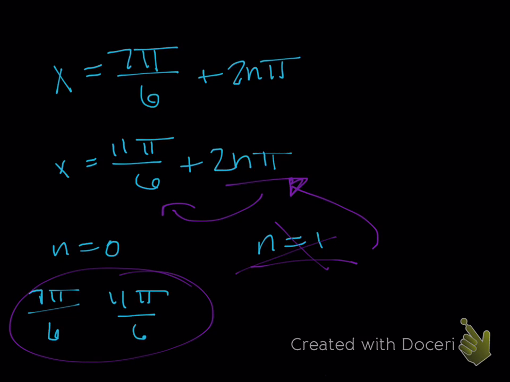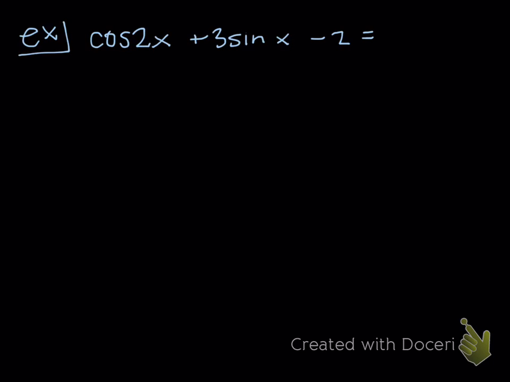So one more example for today. This problem is cosine of 2x plus 3 sine of x minus 2 is equal to 0. Okay, so now we need to, again, use our identities.